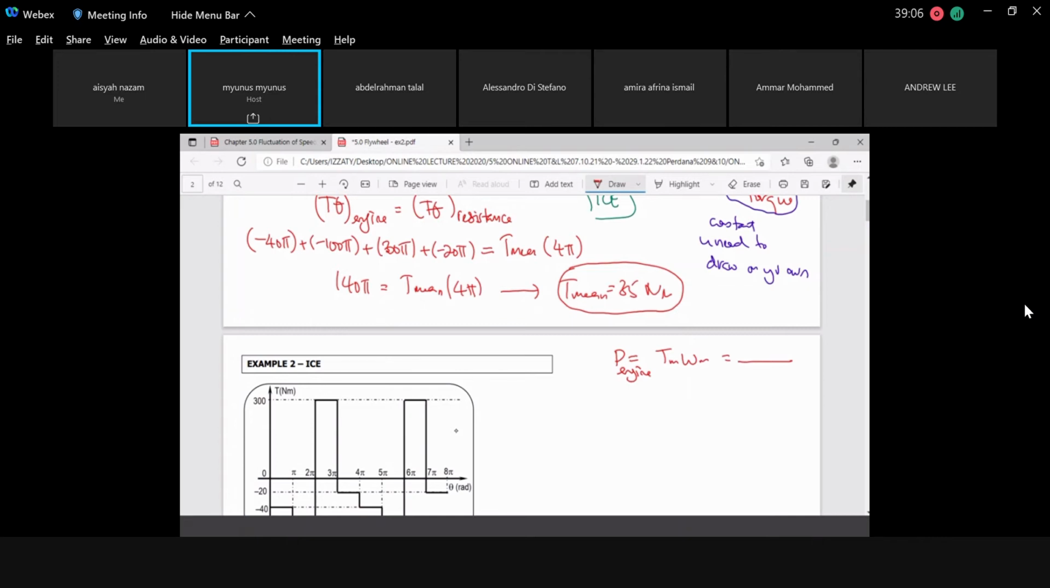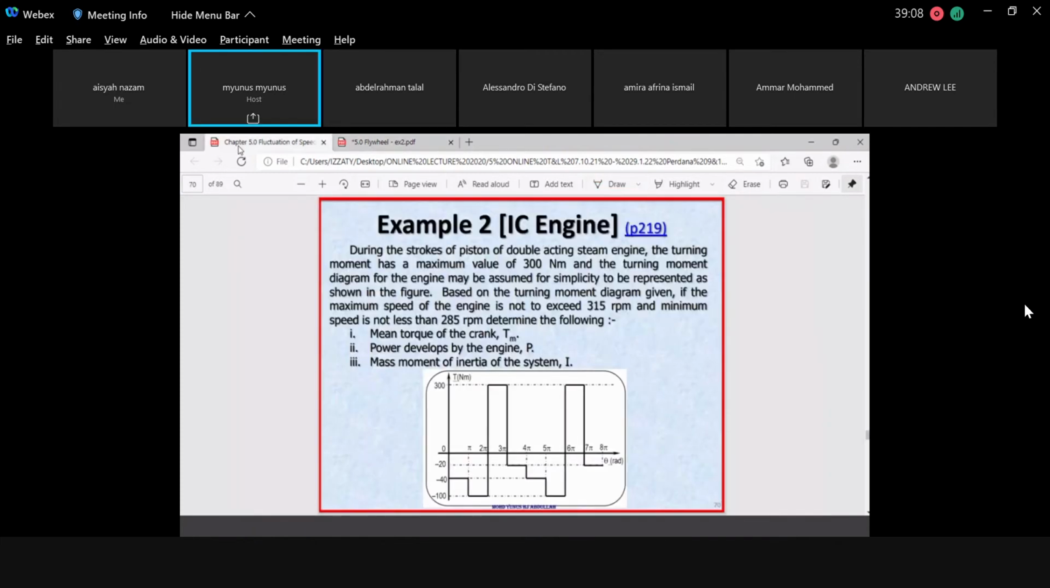The omega given here is omega in radians, and in RPM, this one is omega, given here and another one here. So you need to define what N mean is, equal to 315 plus 285 divided by 2, which will give you 300 rpm. Convert it, and it becomes omega mean equals 2 pi N by 60.